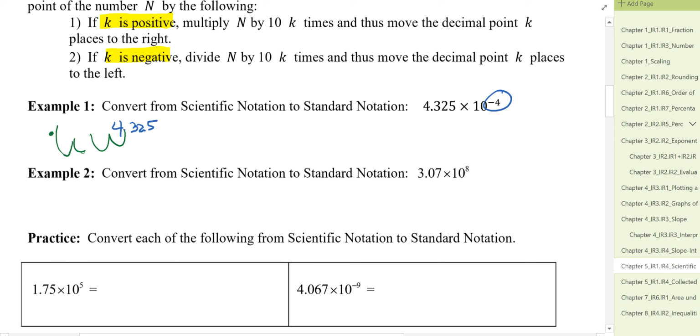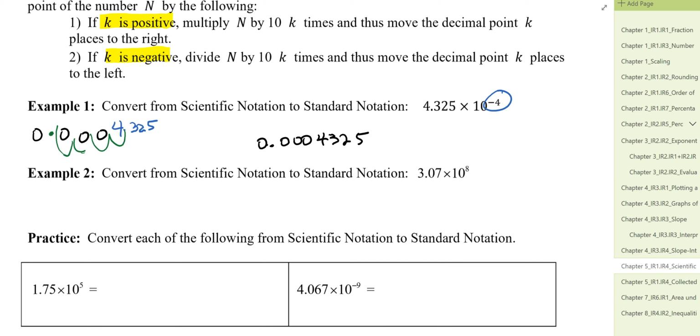That means my decimal is right here now, and in between, I can just fill in with 0. So in total, I move to the left 4 times and write 0 in the front. My final answer is 0.0004325. That will be the standard decimal notation form.